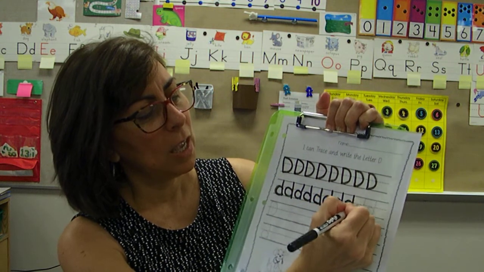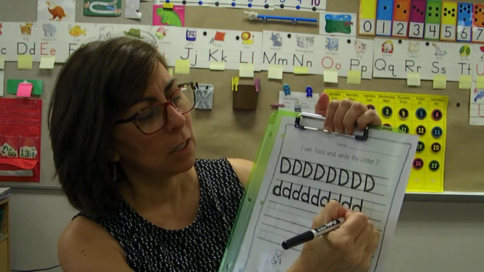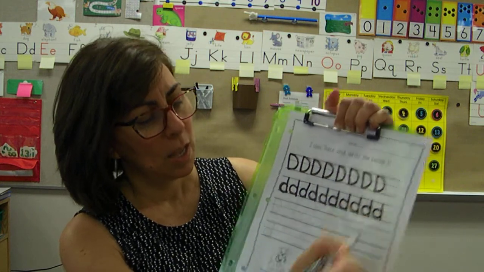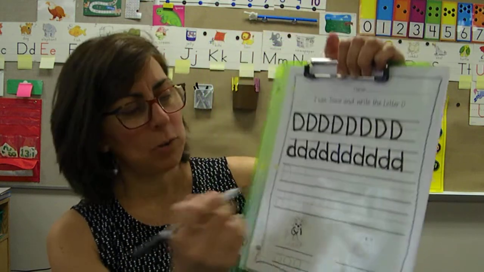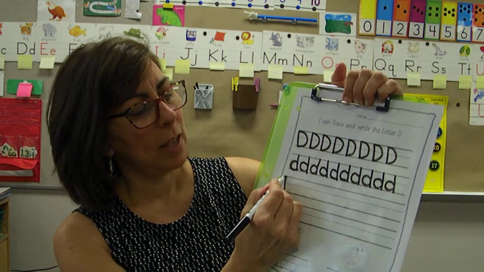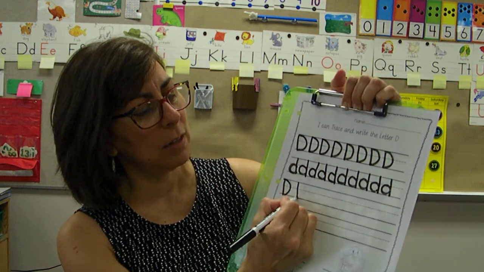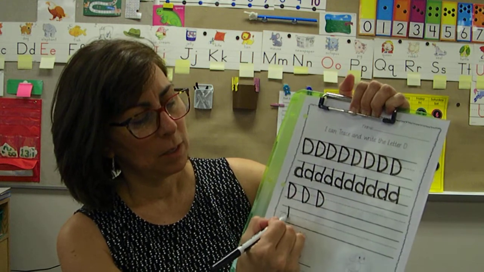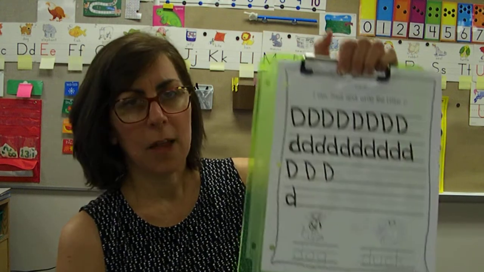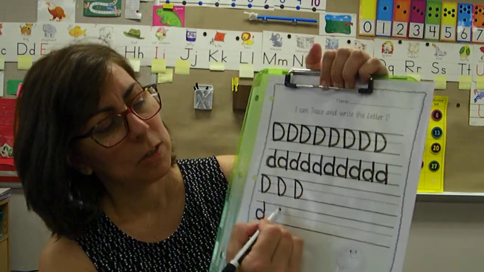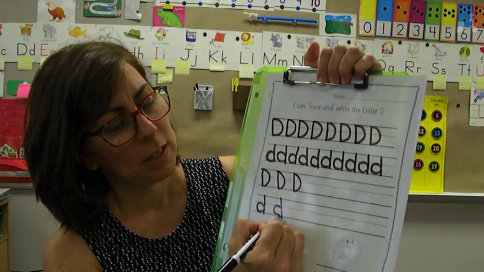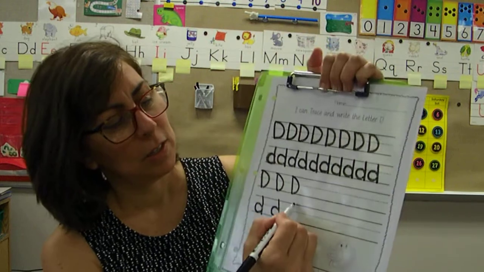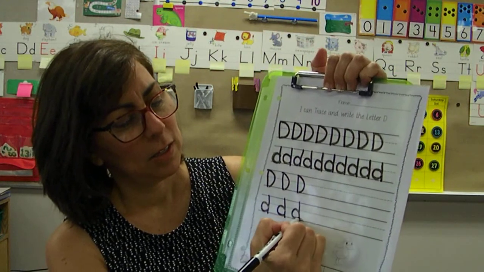See if you can finish this worksheet and do a few on the bottom. Try to do that yourself. After you practice with a guide, then try to do it by yourself. Straight line, and then go to the left. Straight line to the left. Straight line to the left.